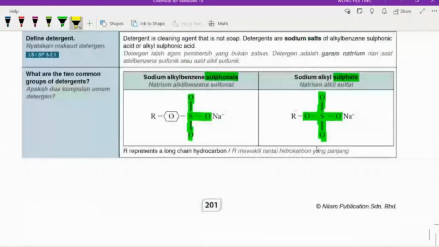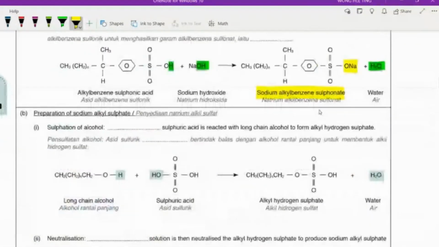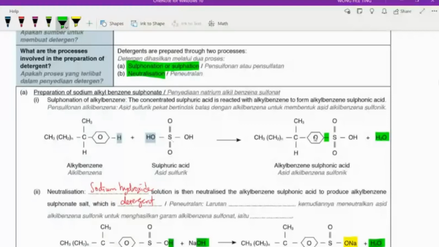Another one is sodium alkyl sulfate. Actually almost the same. Sulfonation of alcohol: concentrated sulfuric acid is reacted with long chain alcohol to form the alkyl hydrogen sulfate. Again, you see the same. H and OH combine to form the water, and these two connect together. And H here. So this one is a sulfation, this one is sulfonation. Name only, but the processes are the same.